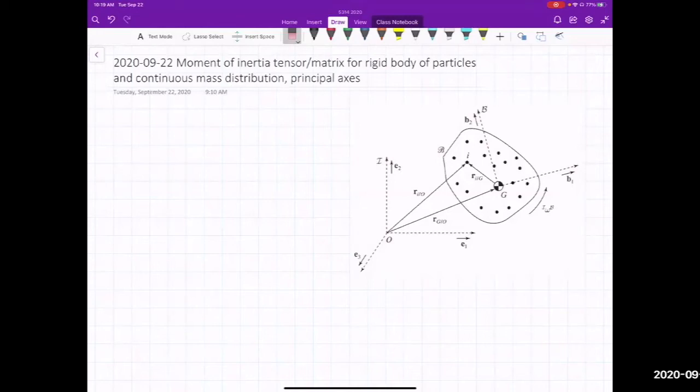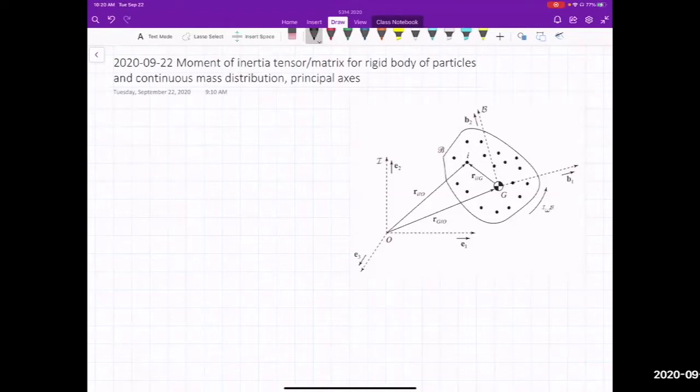Today we're going to be talking about moment of inertia, the tensor, first for a rigid body of particles, and then a continuous mass distribution, and also get to principal axes. So this continues from where we left off last time.